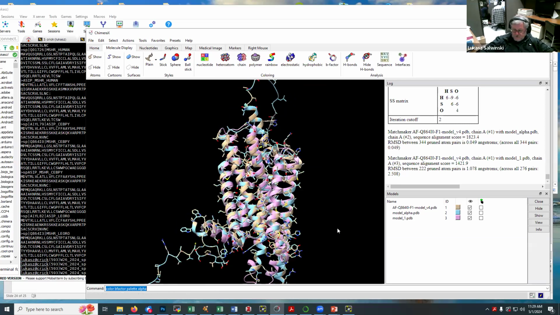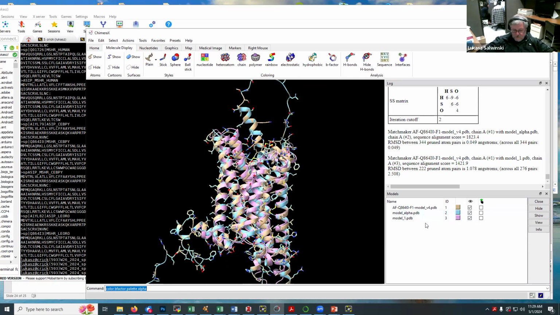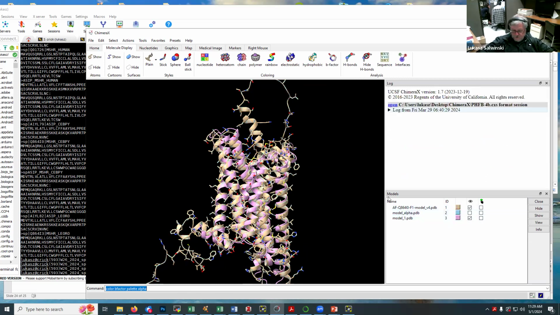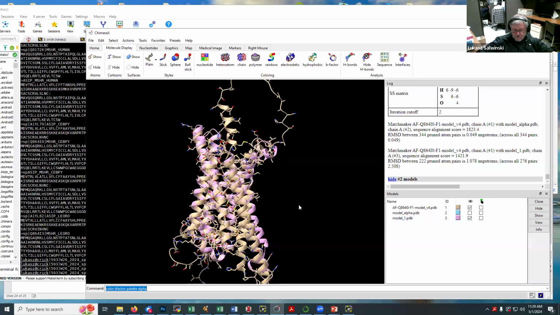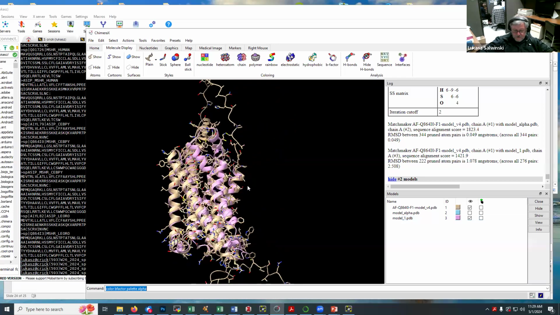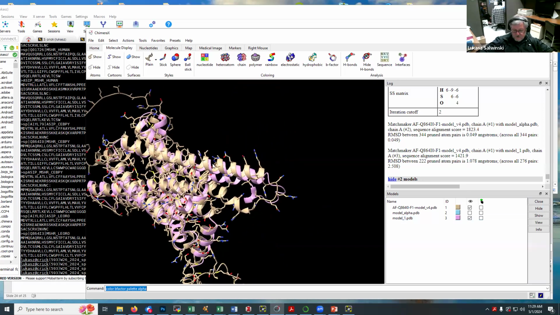in the optimal position. Now to declutter this, we can turn off either the AlphaFold or the Swiss modeler version of the model because they look the same. So let's hide the model from Swiss modeler, and now we've got in salmon the AlphaFold, and in pink the Swiss model version based on one of the templates. And now we start to see differences.